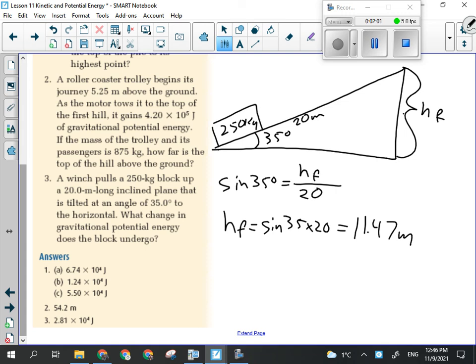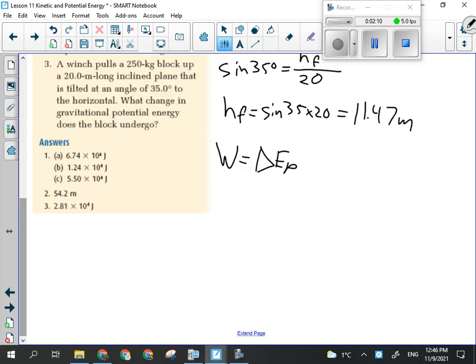All right, now that I have that, now I can look at this from a work energy theorem perspective. Okay, work is changing the potential energy of the box. Okay, that's going to mean m times g times h final, my final potential energy, minus my initial potential energy, which, since I start at the bottom of the ramp, is 0.